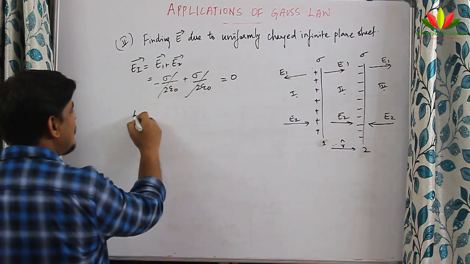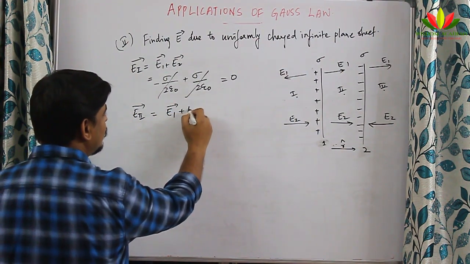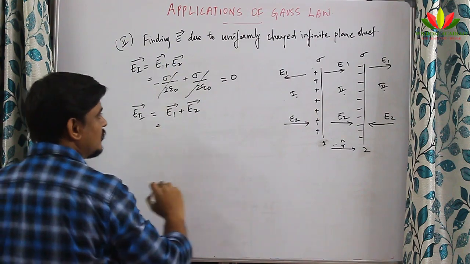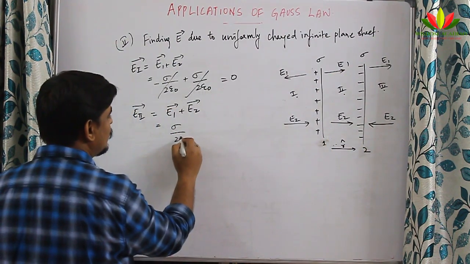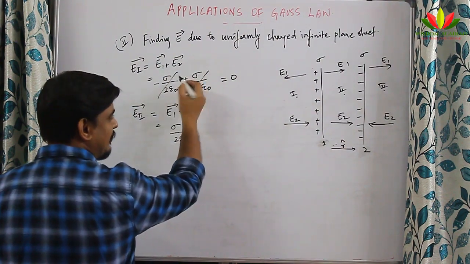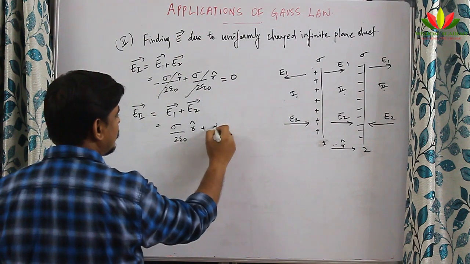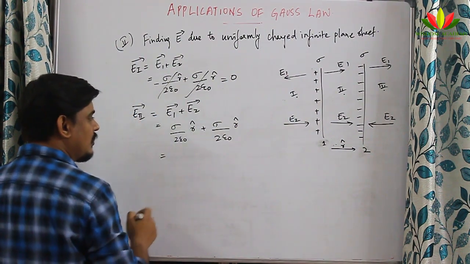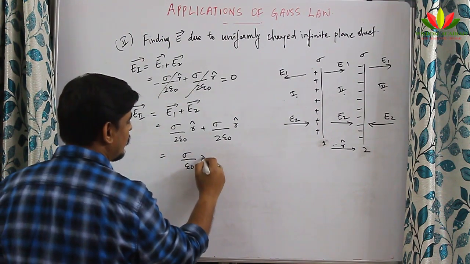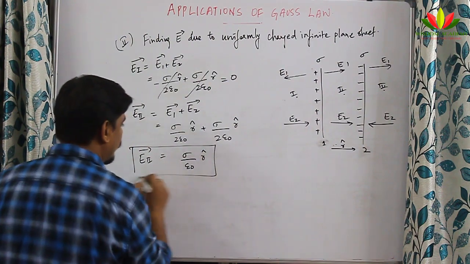In the same way, if I want to find E at the second point, that will be equal to E1 plus E2, and let us check what the values are. E1 and E2 both are in the same direction, so it will be sigma by 2 epsilon naught R cap, if I want to write it here, plus sigma by 2 epsilon naught R cap. So sigma by 2 plus sigma by 2 will be sigma by epsilon naught R cap. This is the electric field at the second point, that is sigma by epsilon naught.